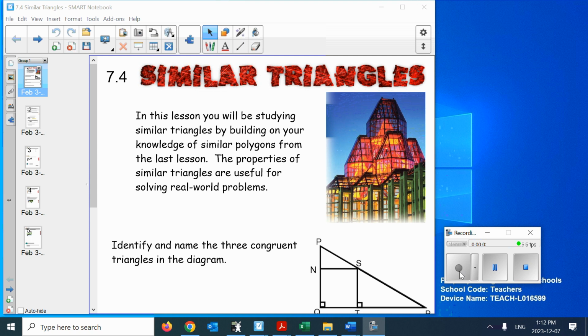Live and record. Math in the PM. Similar triangles, 7.4.